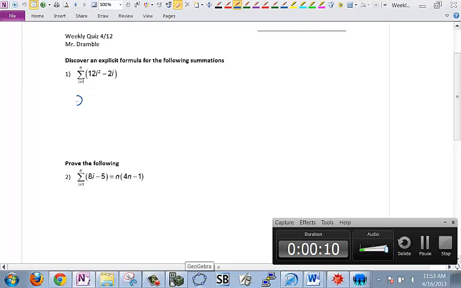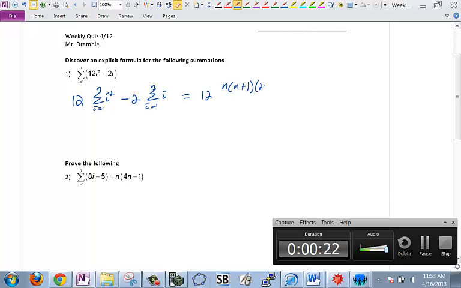So this becomes 12 times the sum from 1 to n of i squared, minus 2 times the sum from 1 to n of i. So that becomes 12 times n plus 1, 2n plus 1 over 6, minus 2 times n plus 1 over 2. And you can stop right there. Some people attempted to simplify it down, and I tried to look at what you got for your final answer. So even if this was right and your final answer wasn't, I should have taken a point off, though I admittedly think sometimes I was grading so fast I saw that and moved on.